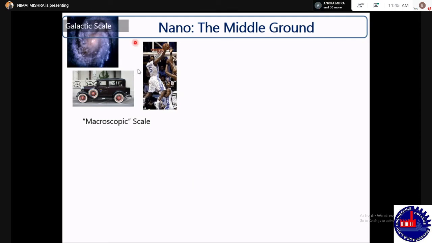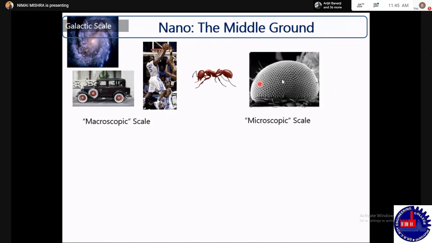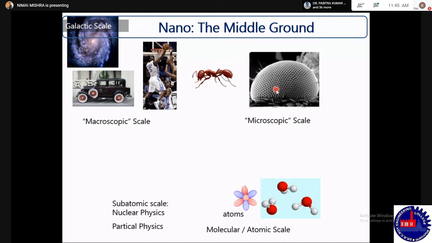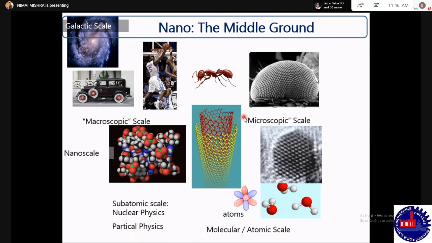Then there's the galaxy scale. It is beyond our perception, and we need lots of telescopes to see those things. Then there's the microscopic scale. Like an ant, we can see the ant, but are you able to see the eyes of an ant? No, it's not very clear. You have to put them under an optical microscope, then it looks like this. On the other hand, it becomes very tiny: subatomic particles. These are atoms, then molecules, and inside the atoms are nuclear physics and particle physics: the electron, proton, neutron. In between is the nanoscale.